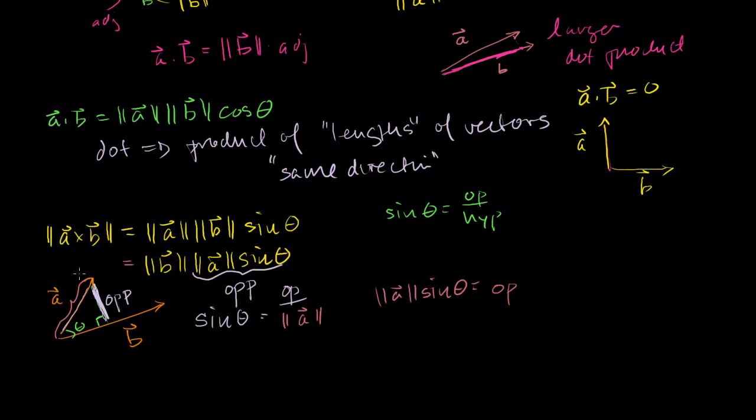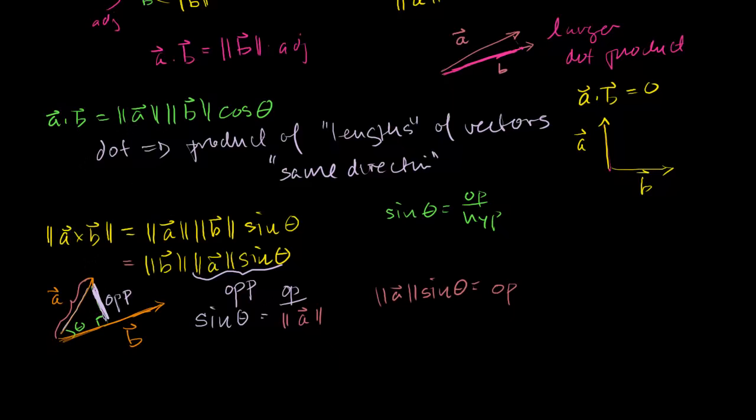So when we're taking the cross product, we're essentially multiplying the length of vector B times the part of A that's going perpendicular to B, right? This opposite side is the part of A that's going perpendicular to B. So they're kind of opposite ideas. With the dot product, you're multiplying the part of A that's going in the same direction as B with B. While when you're taking the cross product, you're multiplying the part of A that's going in the perpendicular direction to B with the length of B. So it's a measure of how perpendicular these two guys are, and the dot product is a measure of how much they move in the same direction.